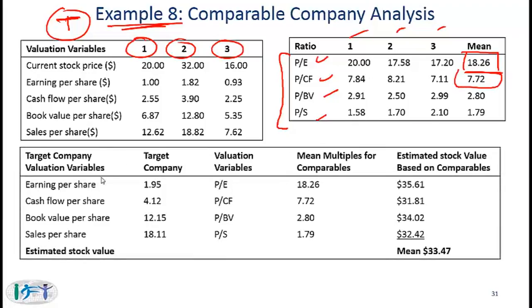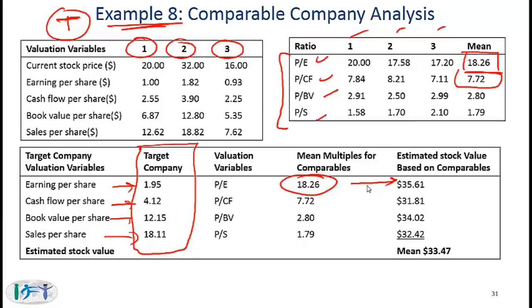Then you come to your target company. This is the information related to the target company. You have the earnings per share, the cash flow, book value, sales per share. And then you apply the average PE and you come up with the estimated price based on PE. Similarly, you look at the target company's cash flow, you look at the average price to cash flow, and you come up with what the stock value should be based on this ratio, and so on.